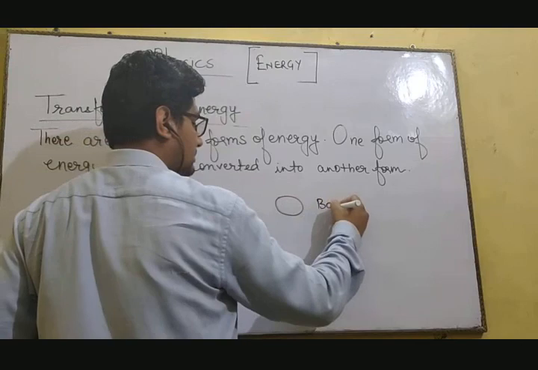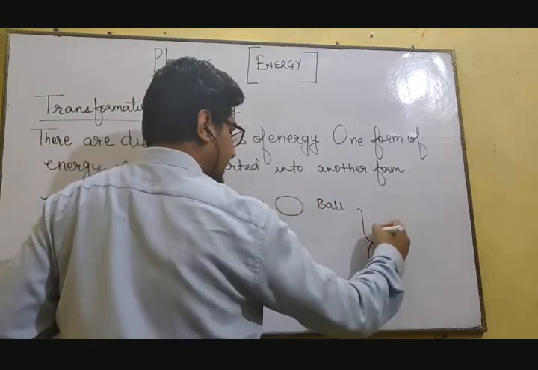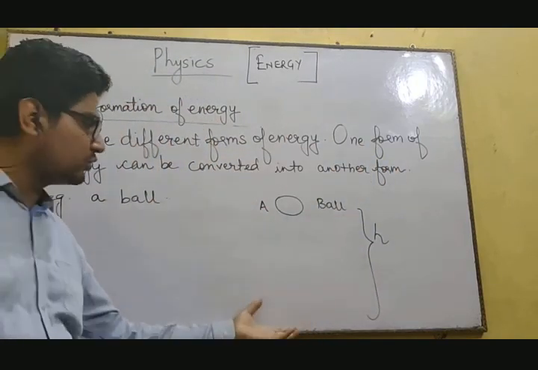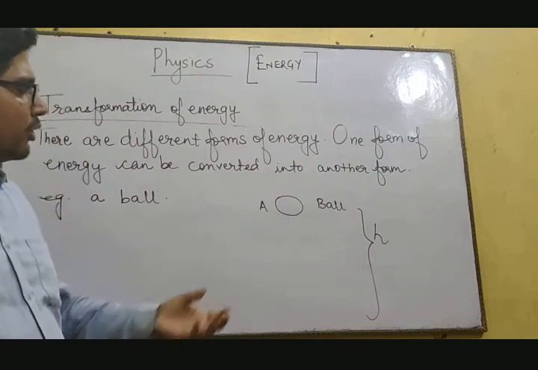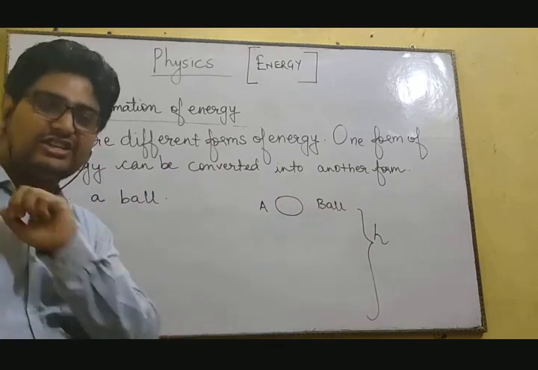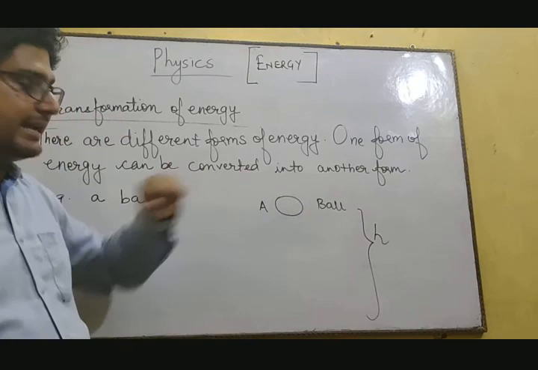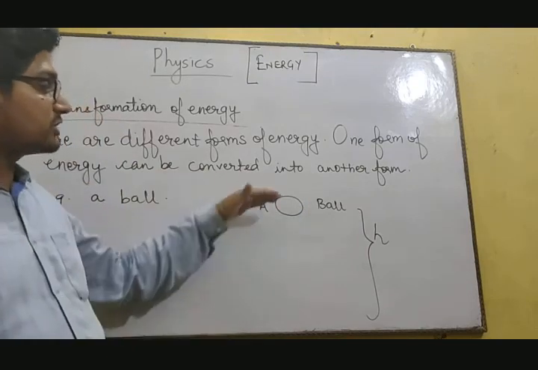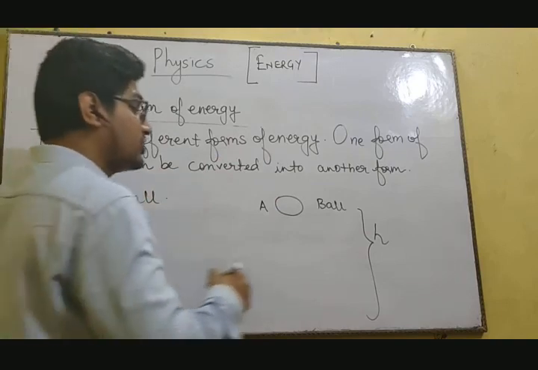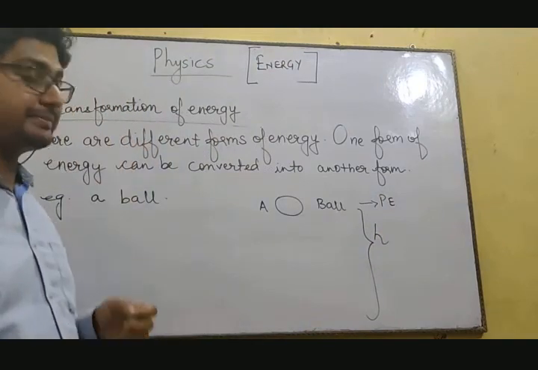Suppose this is a ball which is at position A at height h. Suppose 2 meters high, 3 meters high, whatever height you want to place. So I have taken one ball and placed it at position A, kept at a height of h meters. Now, when an object is placed at a height, due to its position, which kind of energy will it contain? It will have potential energy.